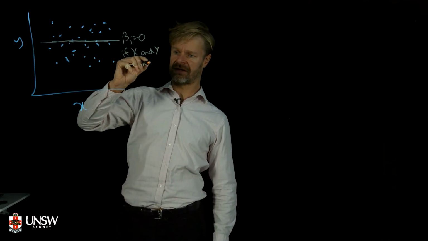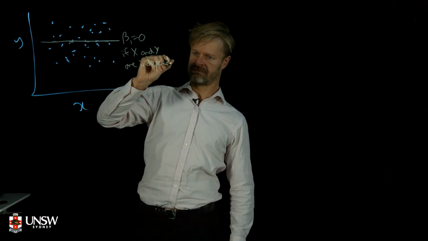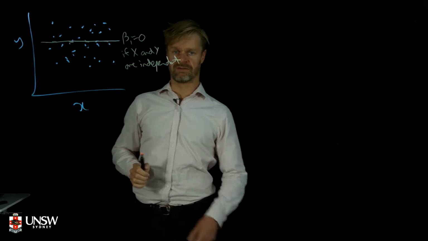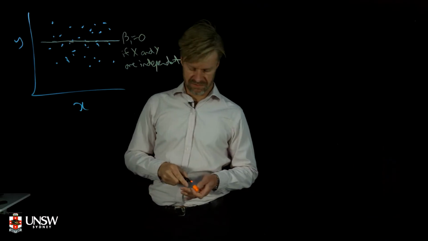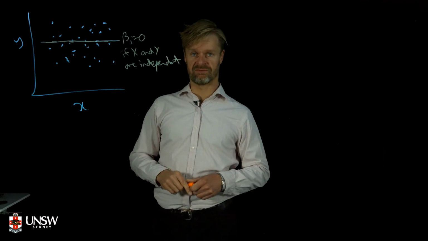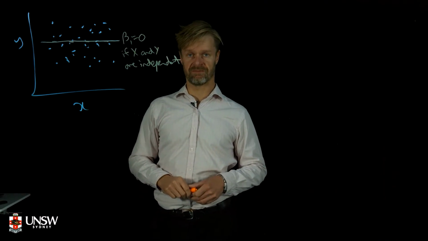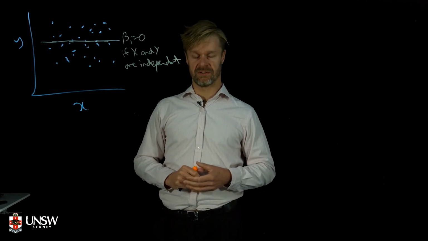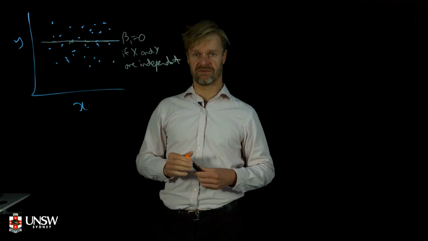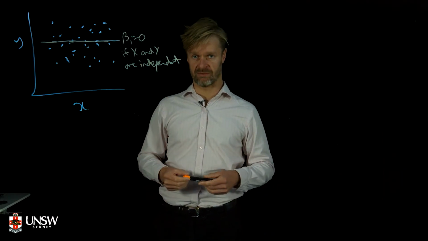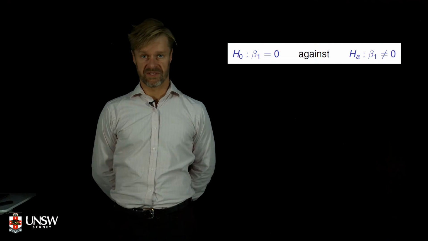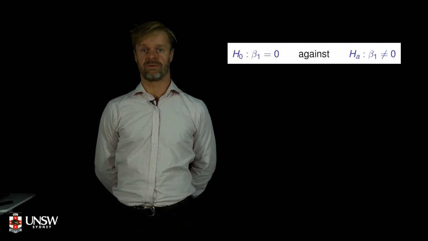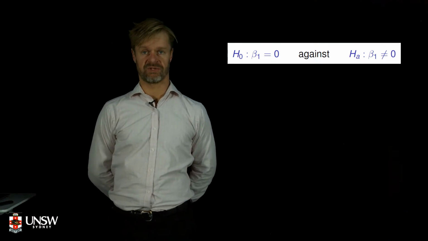If x and y are independent, the true slope should be 0. So often when we fit a linear regression line to data, we want to test the hypothesis that the true slope is 0 to test for evidence that we have a relationship between x and y. So we want to test for evidence against the claim that the true slope is 0.